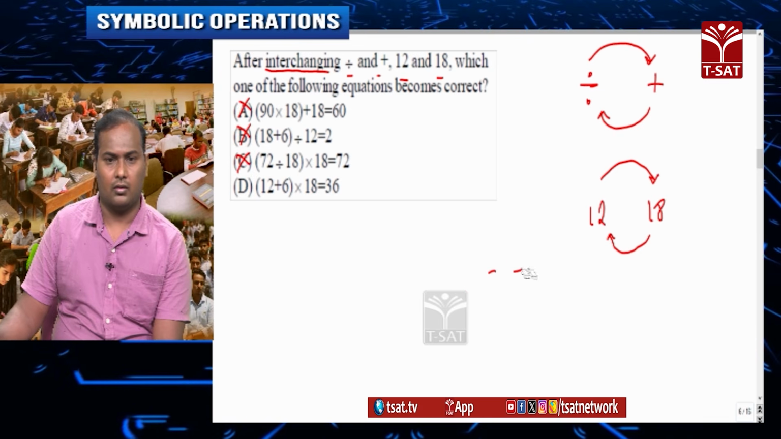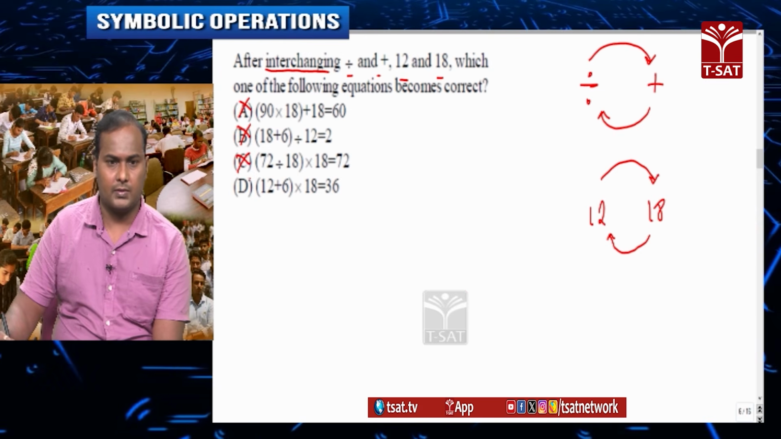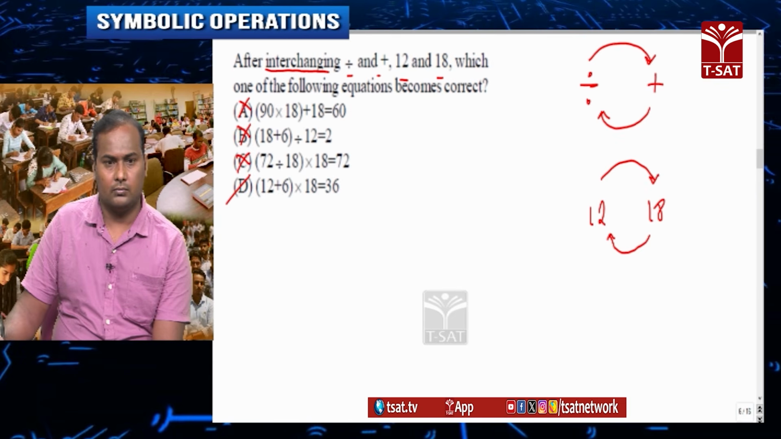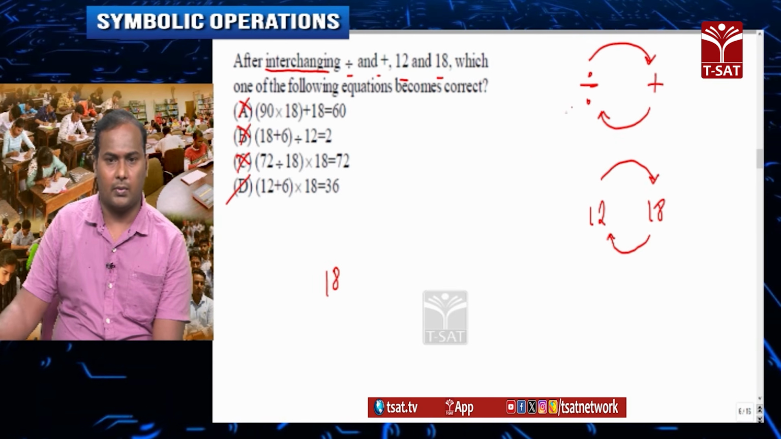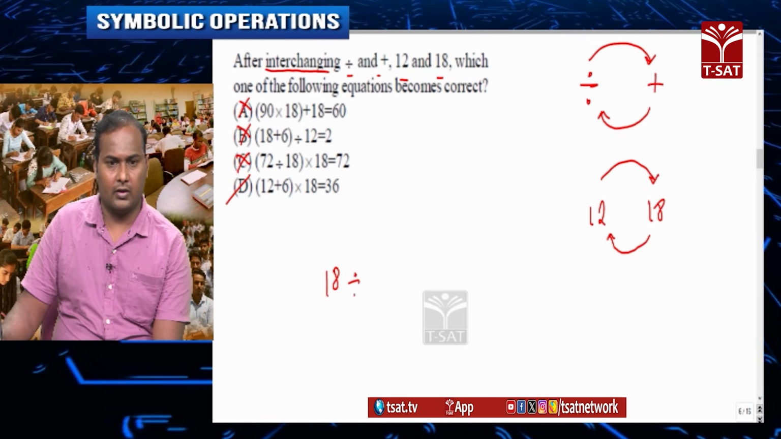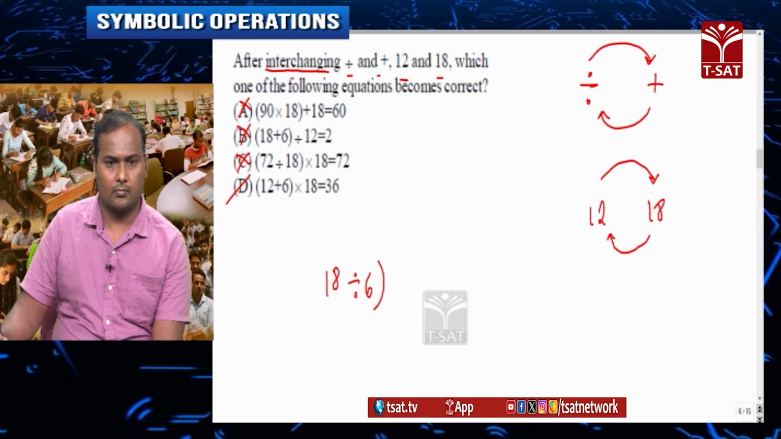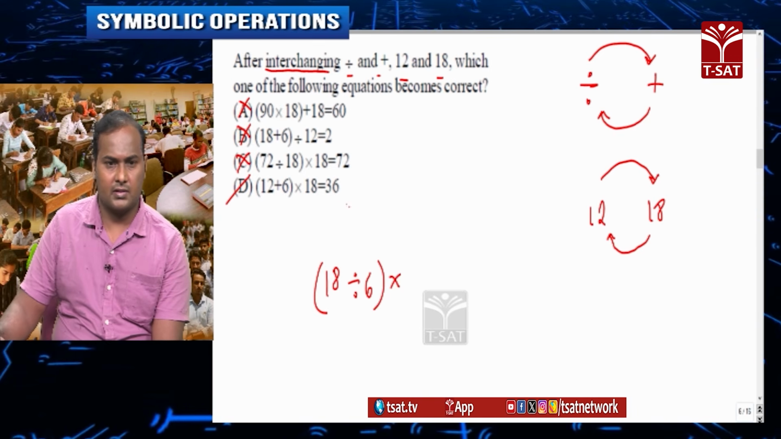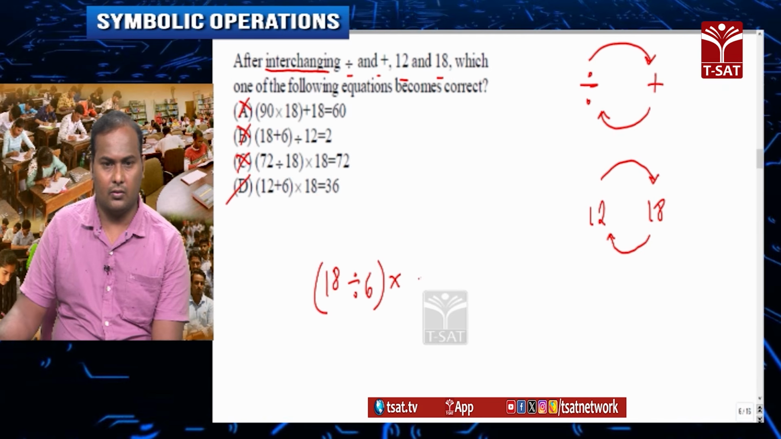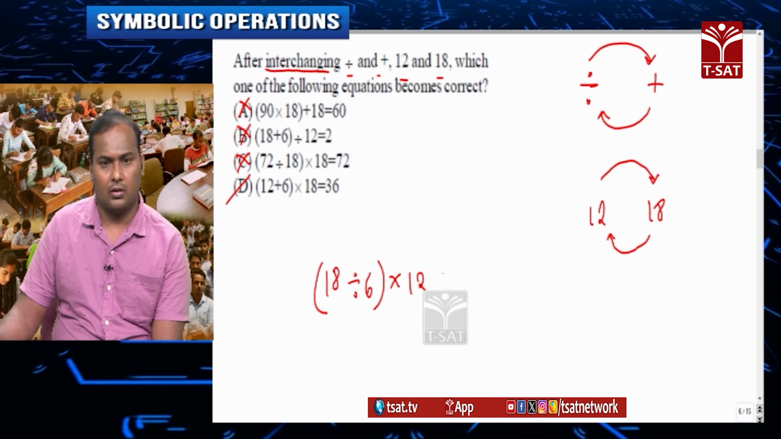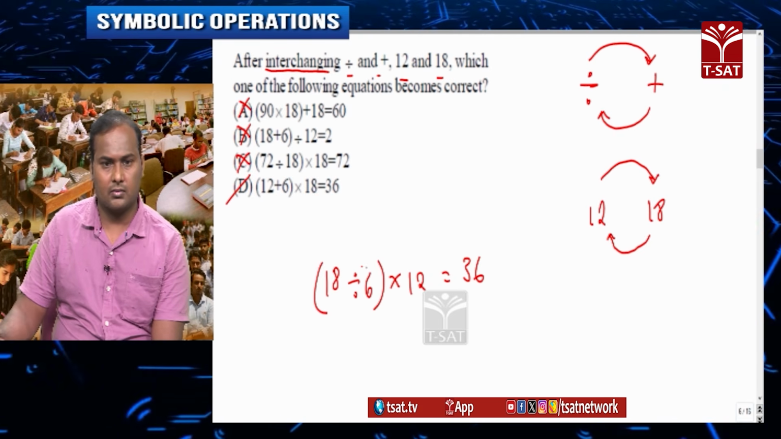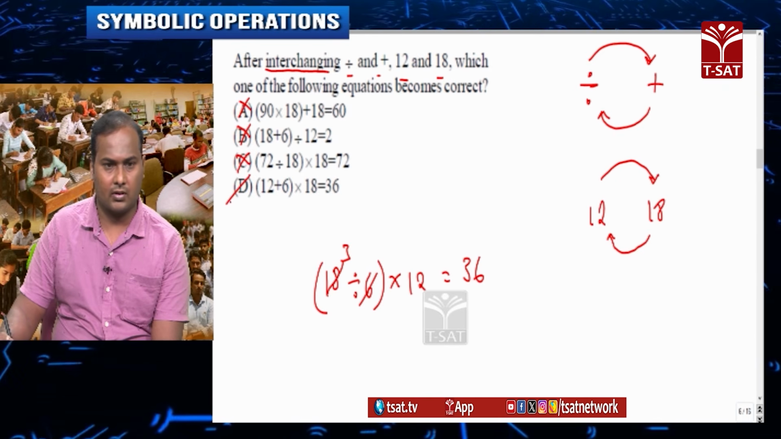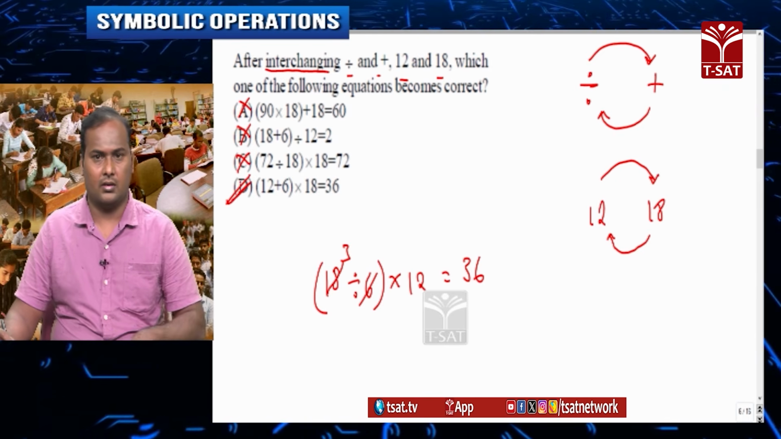Now finally your answer will obviously be option D, but let's check it out. In place of 12 you put 18, in place of plus again divided by 6, again multiplication, multiplication as it is, in place of 18 you put 12. Now we'll check whether it is equal to 36. Yes, 6 threes 18, 12 threes are 36. So option D is the answer.